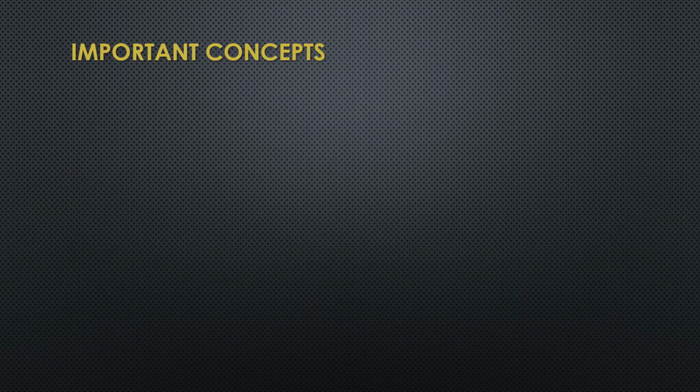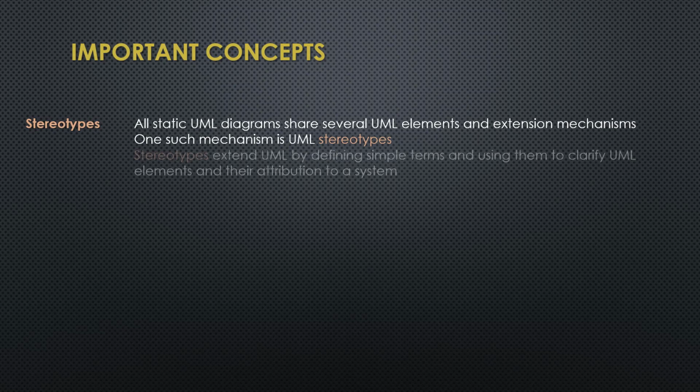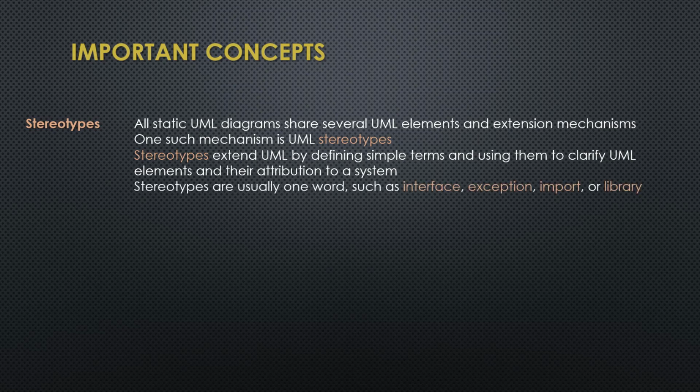Let's see some important concepts. Stereotypes. All static UML diagrams share several UML elements and extension mechanisms. One such mechanism is UML stereotypes. Stereotypes extend UML by defining simple terms and using them to clarify UML elements and their attribution to a system. Stereotypes are usually one word, such as interface, exception, import, or library.